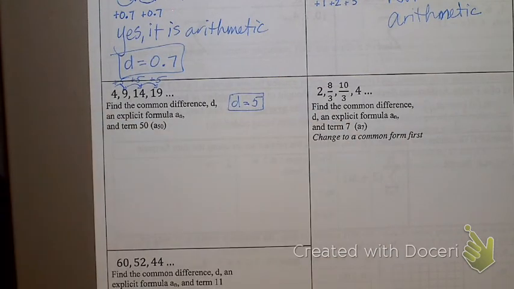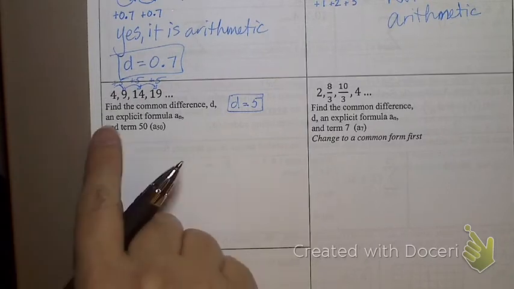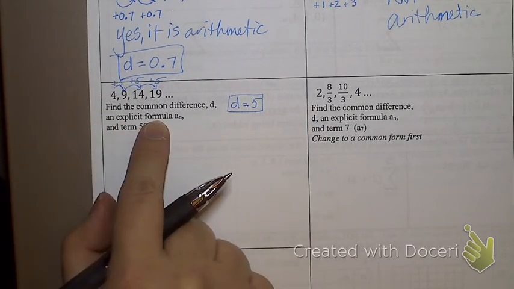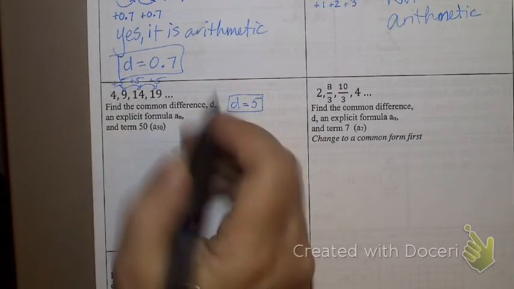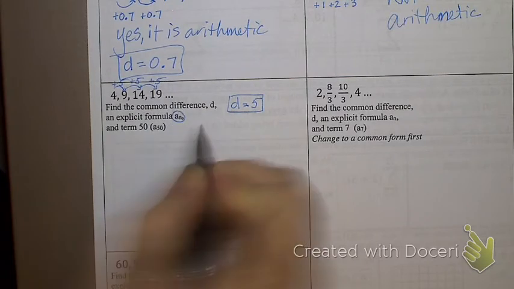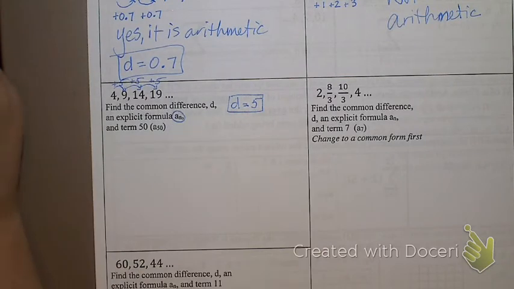What does it tell me to do next? Find an explicit formula. Now they have it written with this right here, and we read that a sub n. Why do you think I say sub?